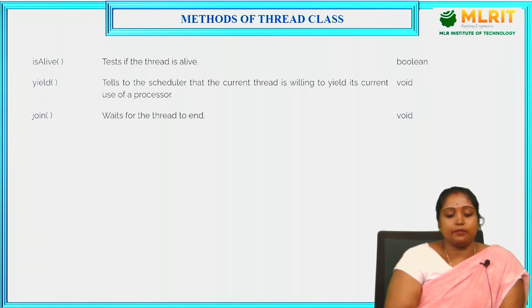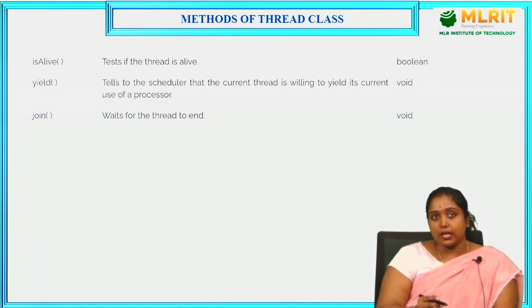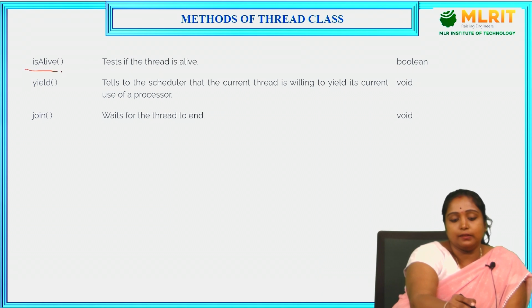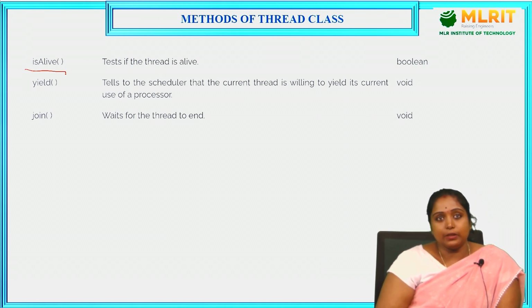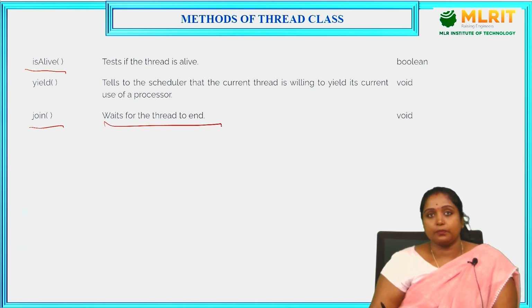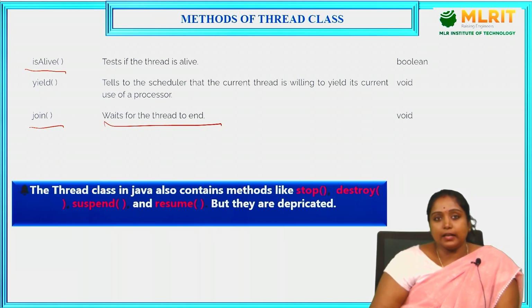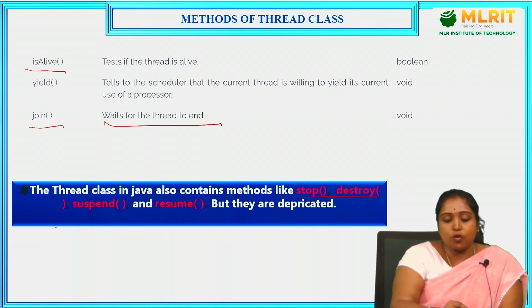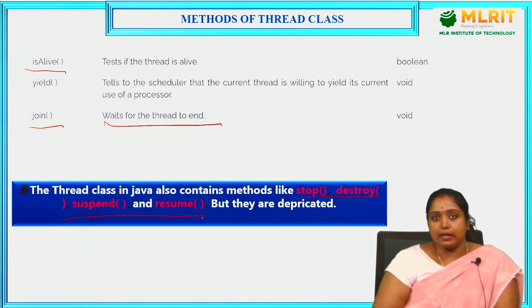And isAlive is to check whether a thread is alive or dead. So, using this method, you can see that. Next, the yield method. The yield method will tell the scheduler that the current thread is willing to yield its current use of the processor. And the join method will wait for the thread to end. The Thread class in Java also contains methods like stop, destroy, suspend and resume, but they are deprecated.